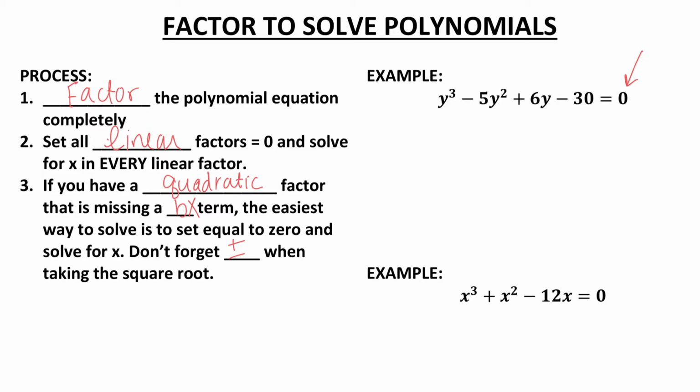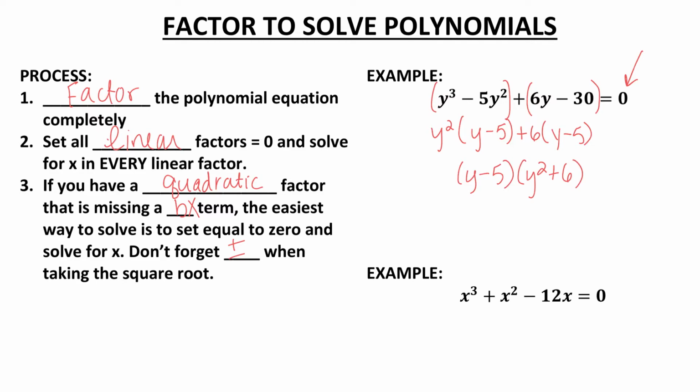So we don't have a GCF, and there's 4 terms, so we're going to group our first 2 and group our last 2. In the first 2, I can factor out a y squared, and then when I divide by y squared, I have y minus 5 left. In the second group, I can divide out a 6, and I'll have y minus 5 left. So we can see that our parentheses match, so that's our first factor, y minus 5. Our second factor is y squared plus 6.